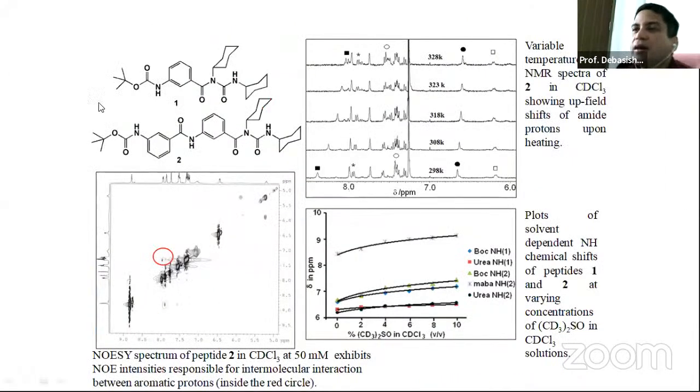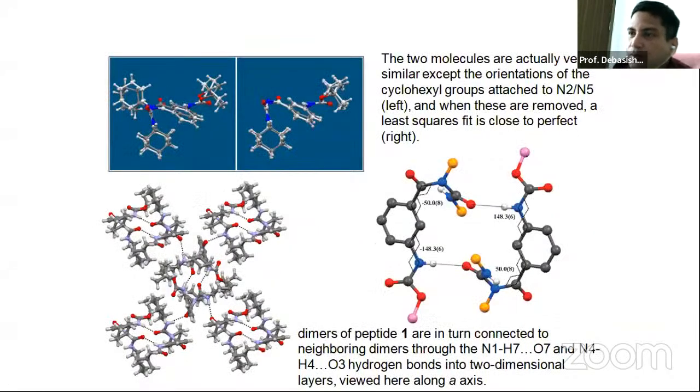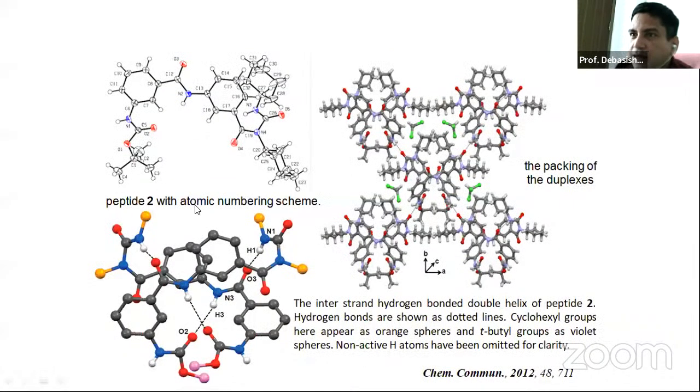And then we have extended that study. Instead of one meta-aminobenzoic acid, we have incorporated a second meta-aminobenzoic acid. And now it is a longer oligomer, and from different spectroscopic studies, like 2D NMR, concentration dependent NMR, temperature dependent NMR, and NMR solvent titration, we found that there is a double helical structure. And finally, we are able to crystallize that material, and we found that when there are two meta-aminobenzoic acid units, the molecule adopts a helical structure, and two such molecules just intertwine through intermolecular, or better to say interstrand, hydrogen bonding interaction, as well as interstrand pi-pi stacking interaction.